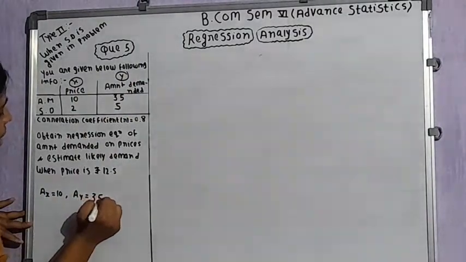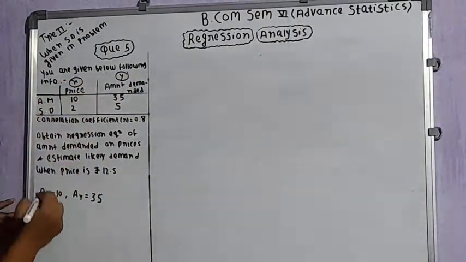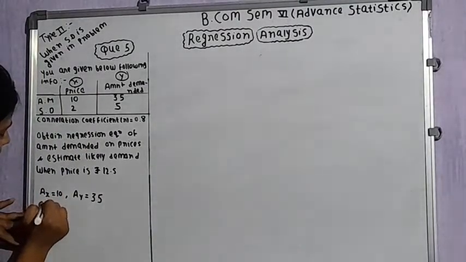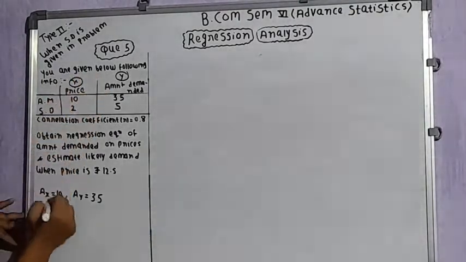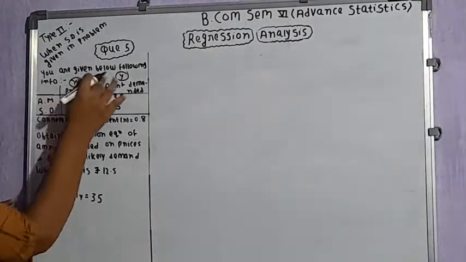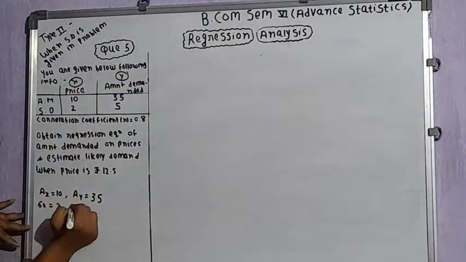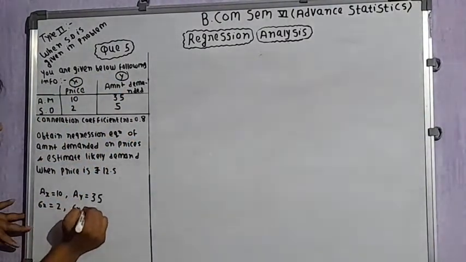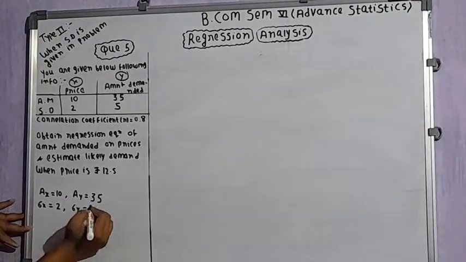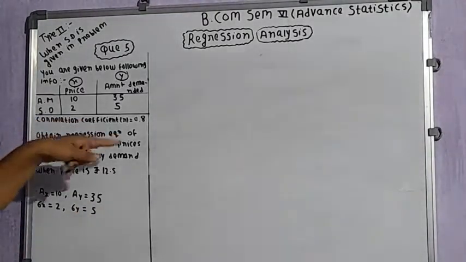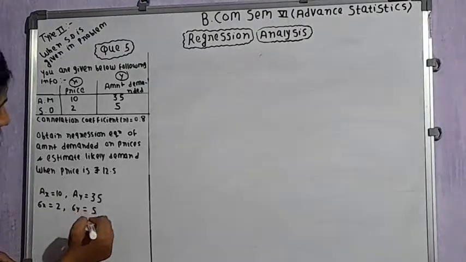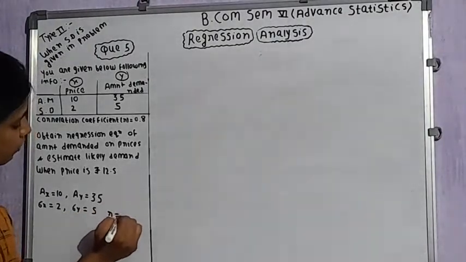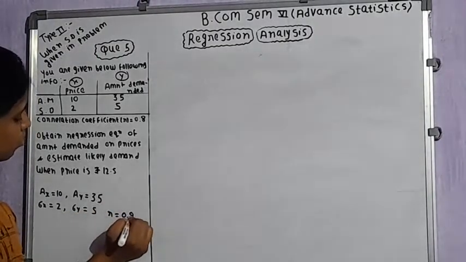Then we have been given standard deviation of X. So we will write standard deviation of X is equal to 2. We have been given standard deviation of Y. We will write standard deviation of Y is equal to 5. Okay. We have been given the coefficient of correlation, that is denoted by R. So we will write R is equal to 0.8.